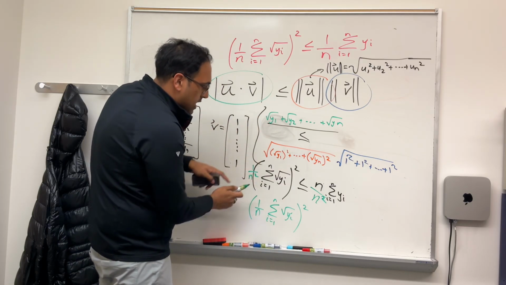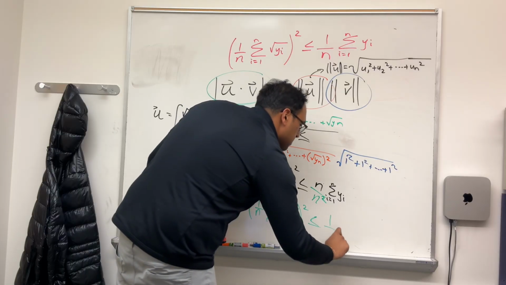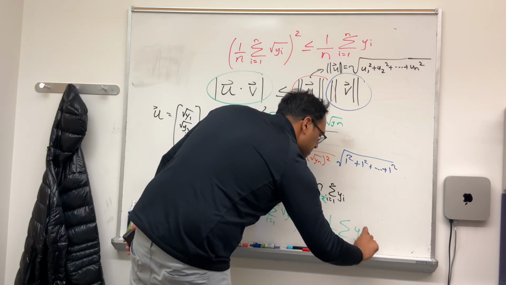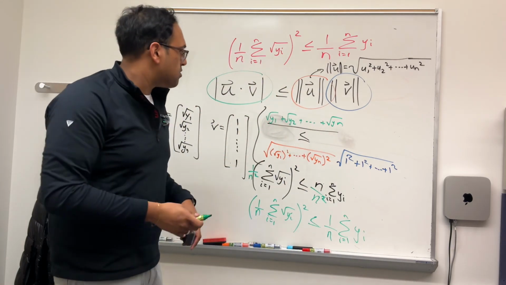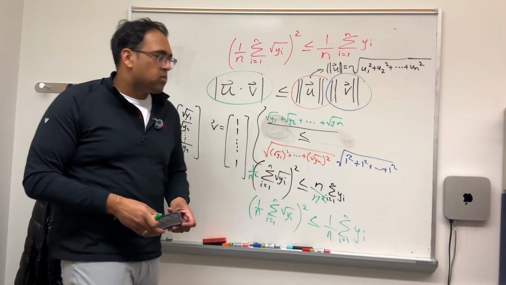This 1 over n squared here is out of the parentheses. And over here, this becomes 1 over n times the sum of the yi's, which is y bar. And that's it. That's what we were asked to prove. So that's how I might use the Cauchy-Schwarz inequality to prove this.